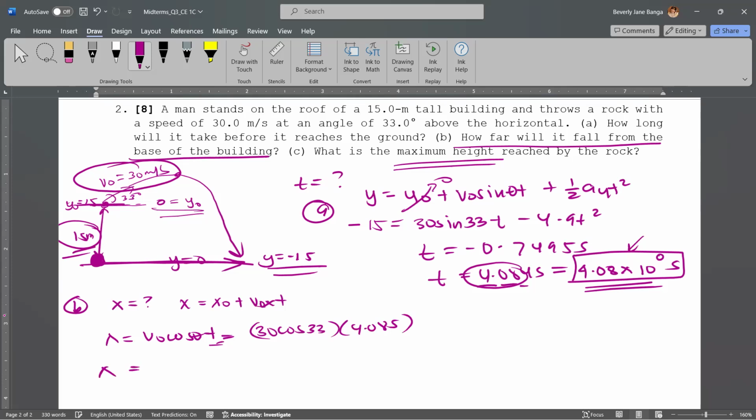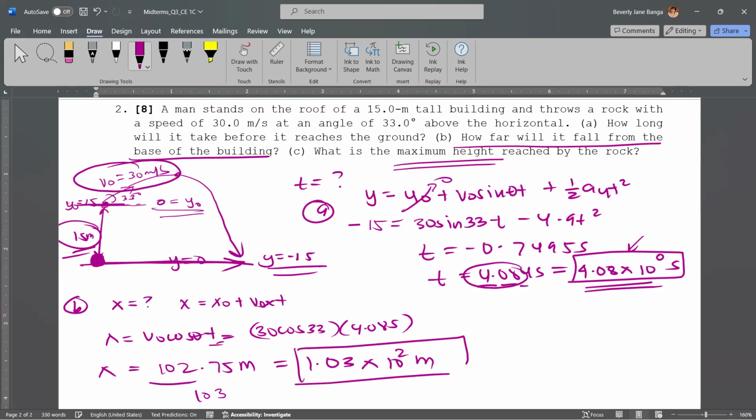So this will give me 102.75 meters, which is basically 1.03 times 10 raised to 2 meters, because it becomes 103. It's not 105, that's too much. So just 103.